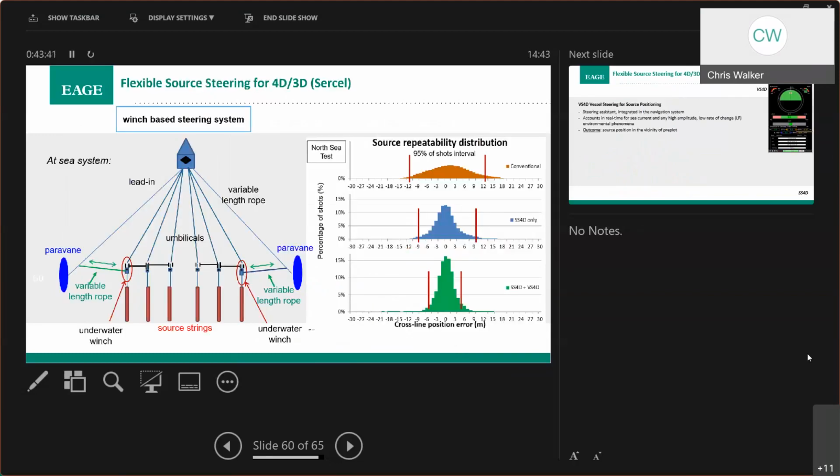I'm running out of time here. Flexible source steering. This is from Sercel. It's a winch-based steering system to allow you to actually control the source positions and the width of the source in different weather conditions, and to give you better source positioning control, especially for 4D. Next slide, please.